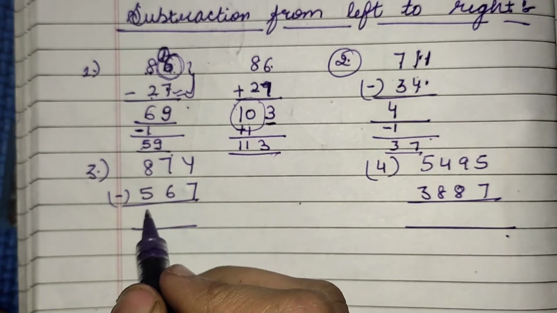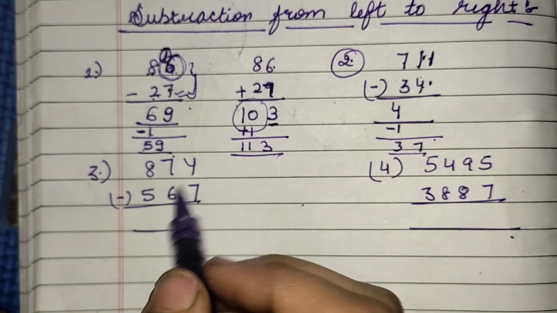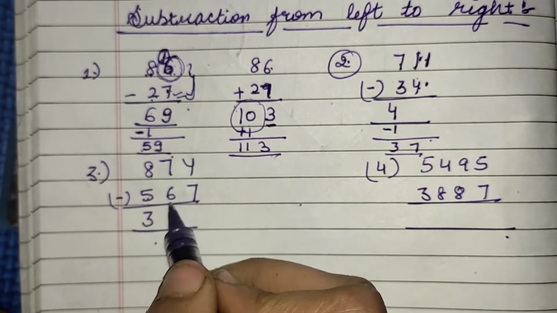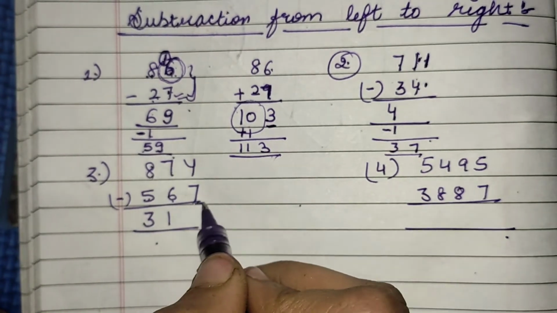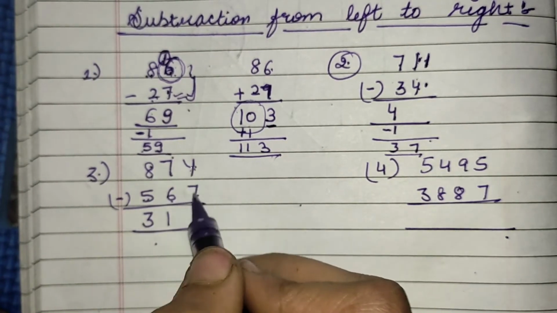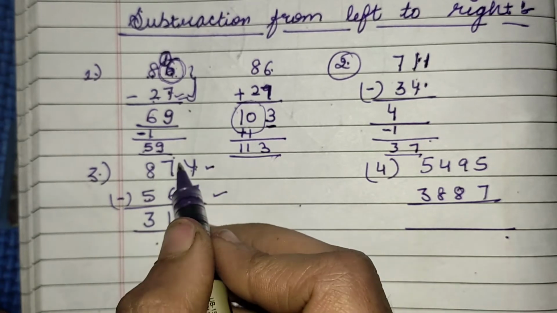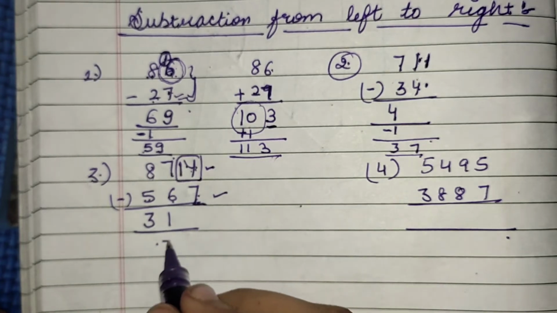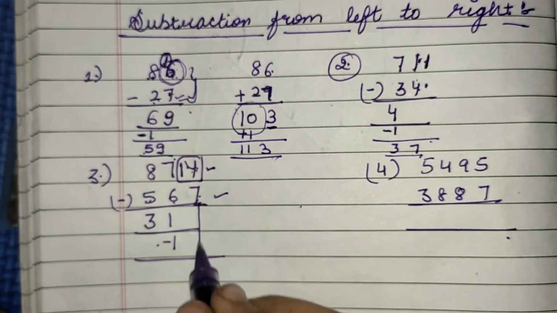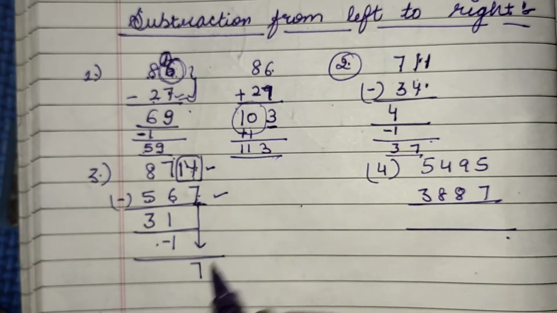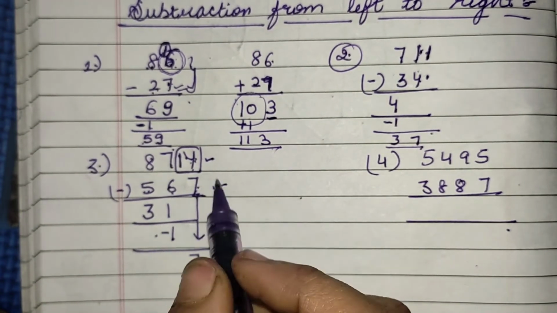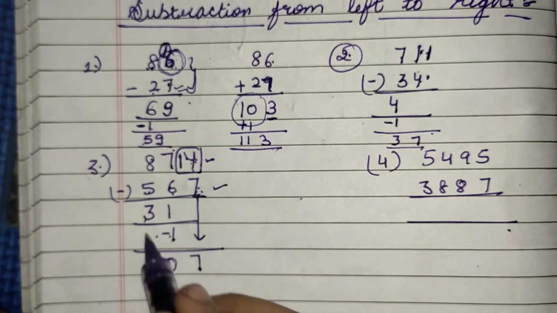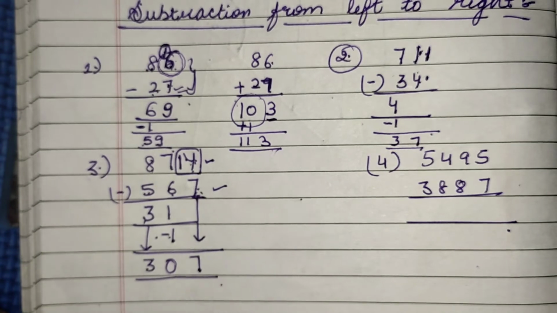Moving to the next question, which is a 3-digit number. How do we proceed with the 3-digit number? The process is the same: 8 minus 5 will give you 3, 7 minus 6 will give you 1, and 4 minus 7, this is smaller and this is bigger, so you make this number 14 and subtract 1 from here. That means 14 minus 7 will be 7, 1 minus 1 will be 0, and this 3 will remain as it is.